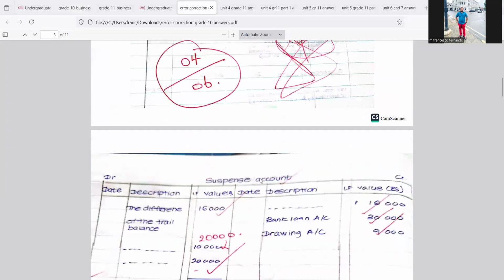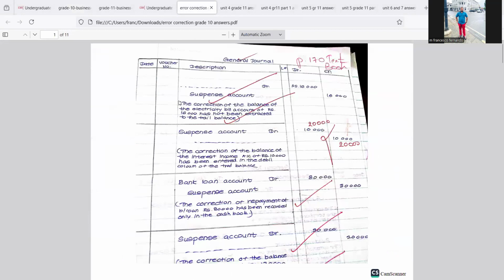It is very important to write the narration. How to write the narration? If you don't know how to write the narration, you can write correction of and write the transaction. Or else write the transaction, put a comma and write corrected.